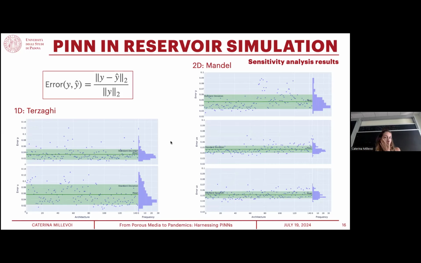What can be noticed from this plot is that the average error is quite low, around 2 to 5%. Also, the standard deviation bands are quite thin, which suggested to us that the method seems to be robust. We have some outliers, so the architecture can have an impact, but generally speaking, the method seems to be quite robust for solving those kinds of problems.